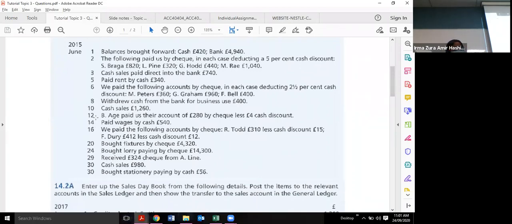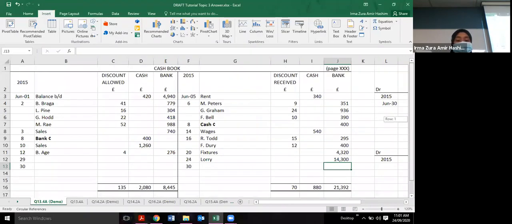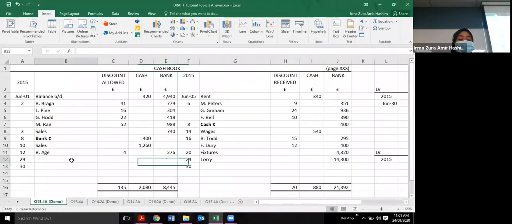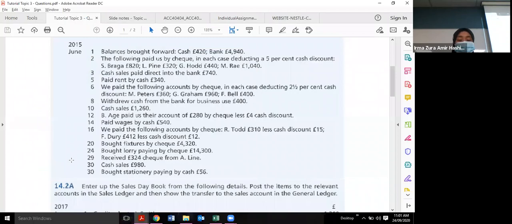Okay, 29 June, received a check from A Line. Hey you, the white shirt one, can you answer me? This question, 29 June. Debit or credit? Debit. Which part? Debit what? Cash or bank? Okay, good. What item should I write here? Okay, good. A Line. With the bank, right?